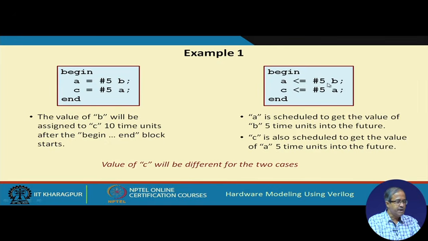So, here b will be assigned after time 5 to a, and a will also be assigned after time 5 to c. So, you see in the first case the value of b was assigned to c, but here finally the value of a will get assigned to c, right. So, the final value of c will be different for these two cases. This is a very simple example, but you will have to understand the difference very clearly, what this hash 5 here and what this hash 5 here means.